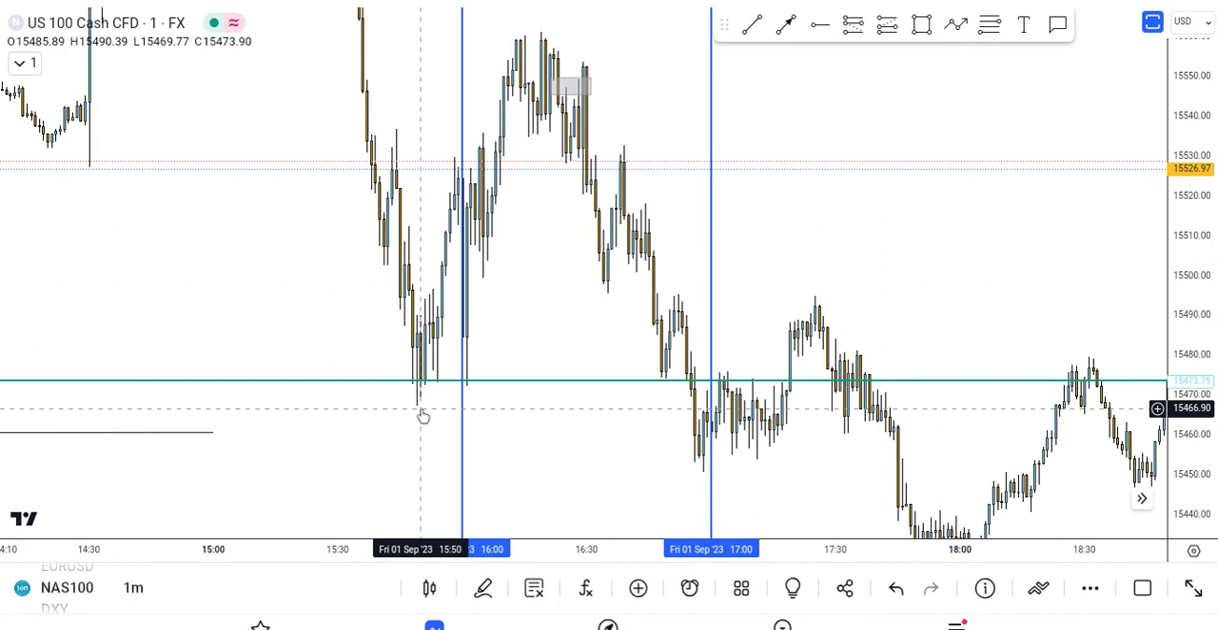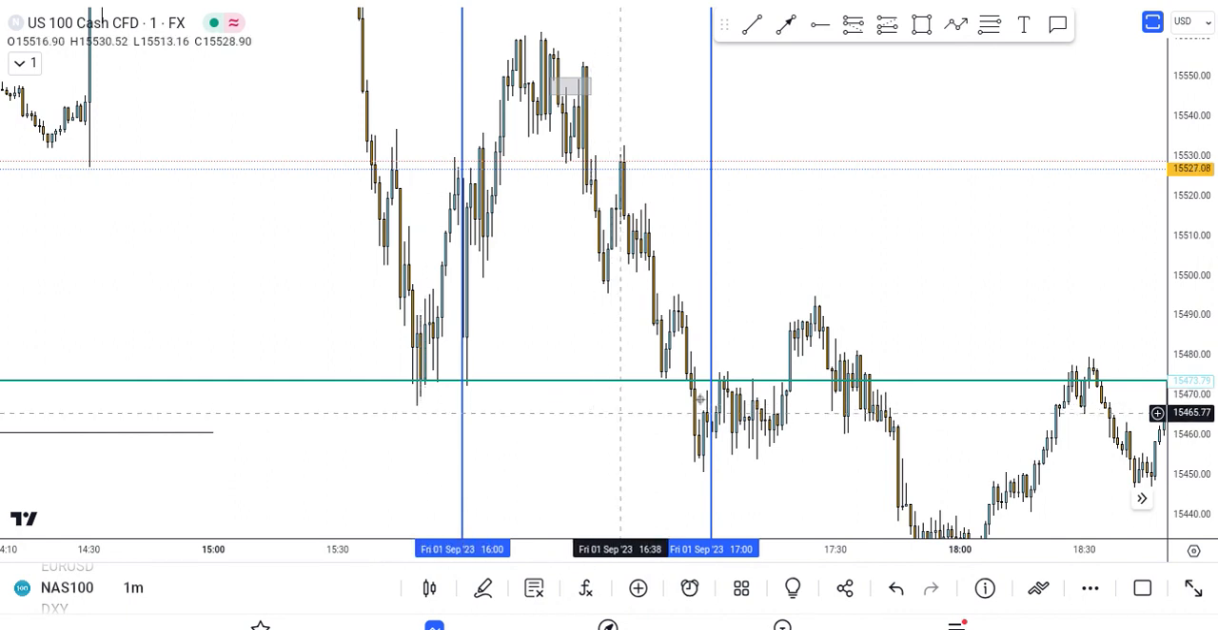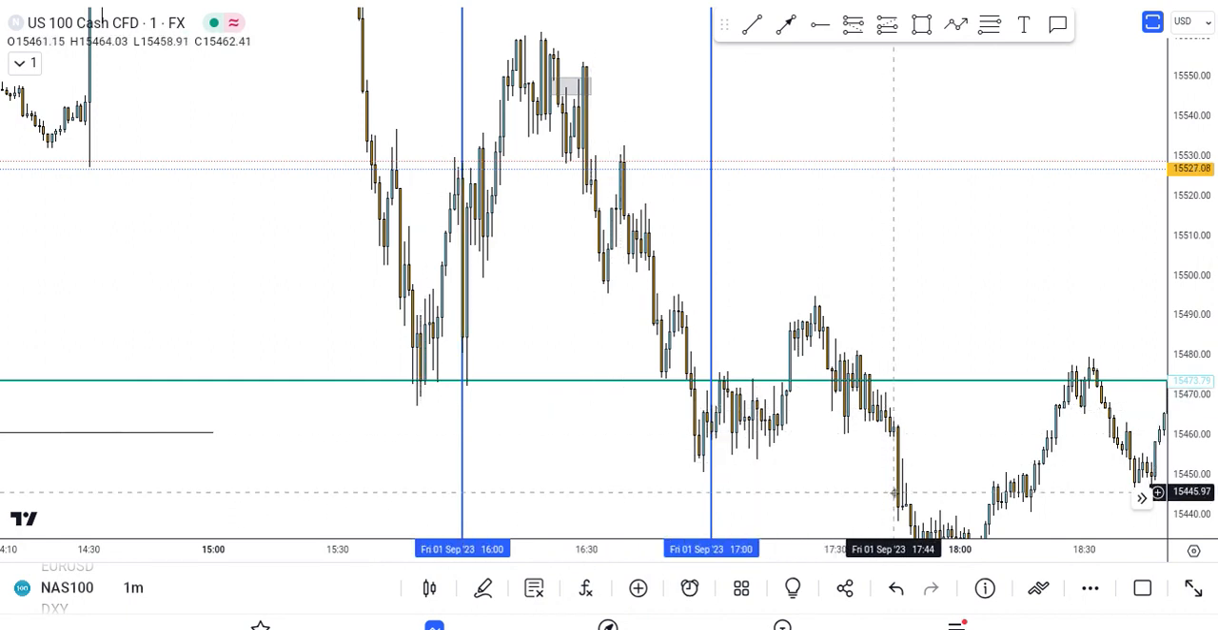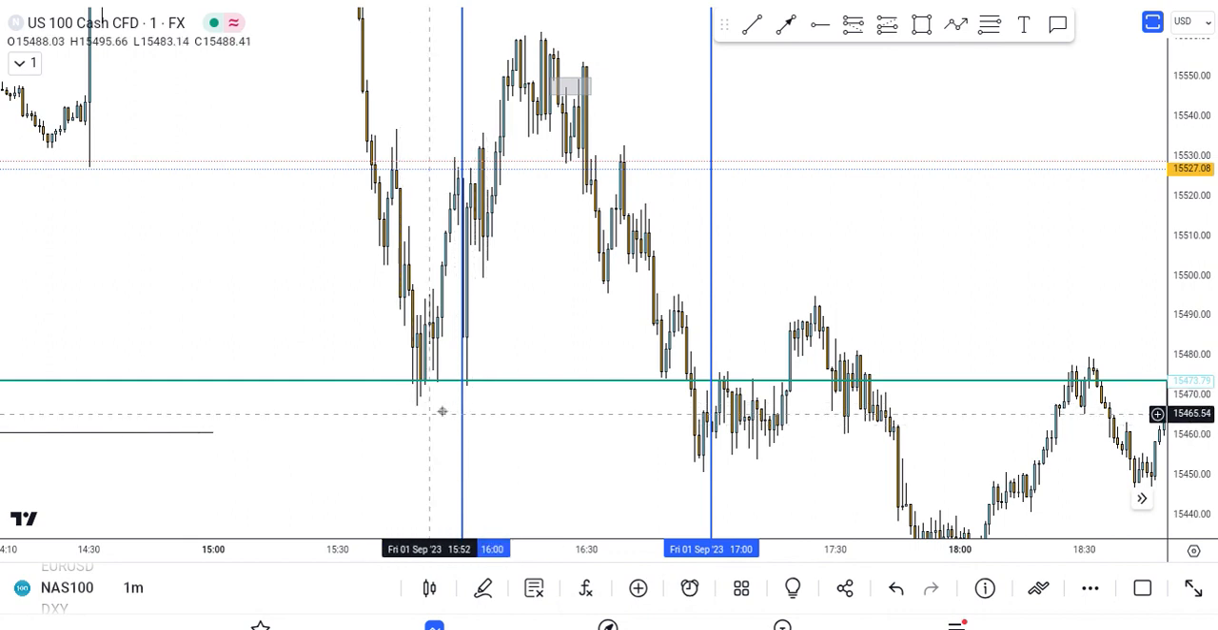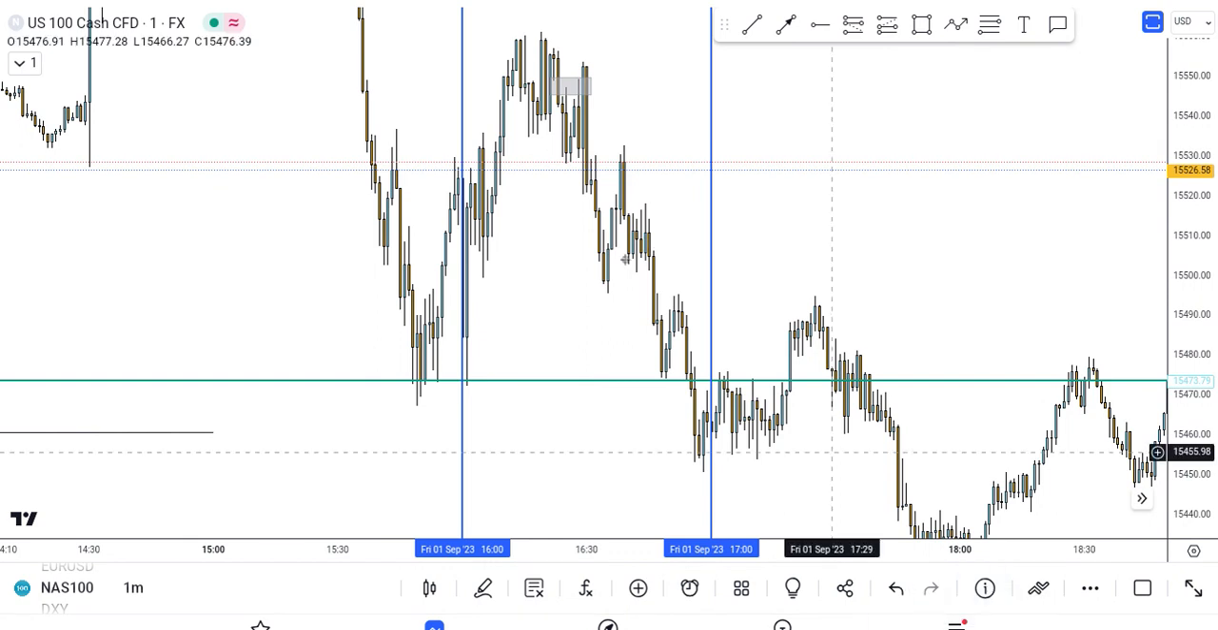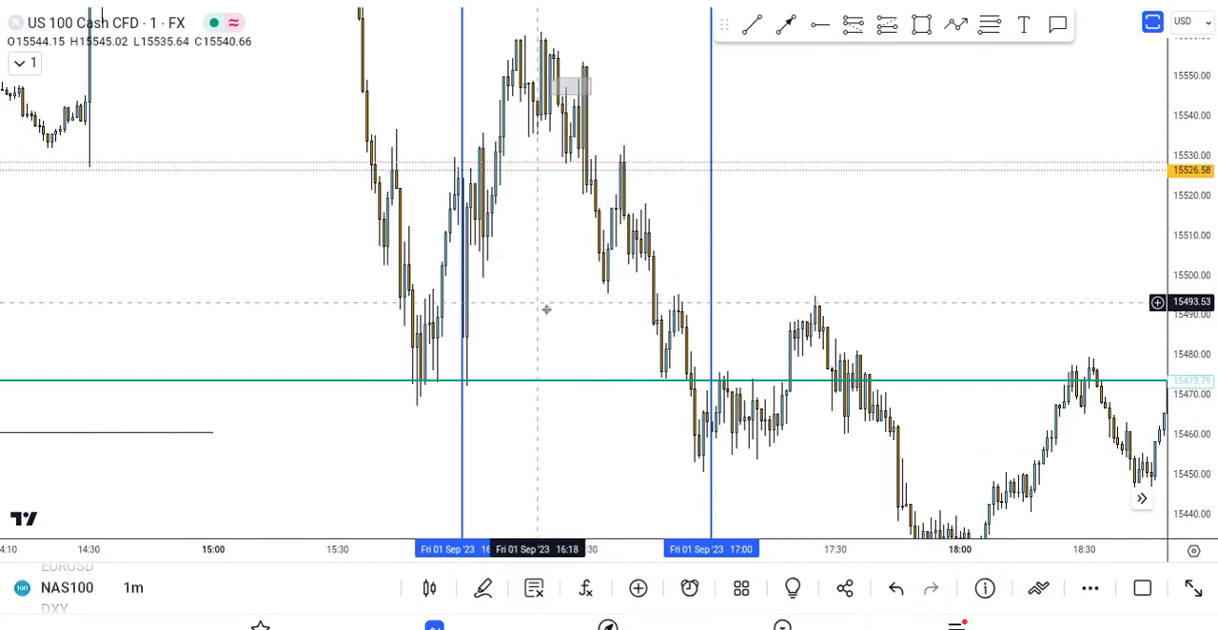So if you wanted, you were going to let it run down, but you should always take your partials and then let more profits run. So basically this is all about the ICTs, Thank God it's Friday, in combination with the ICT silver bullet.